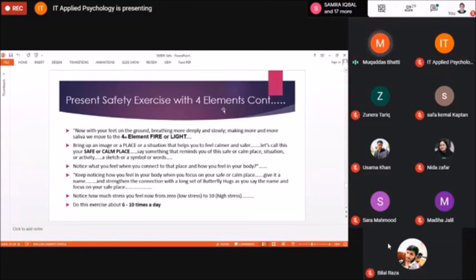After this, you repeat these steps 3 to 5 times, and then you again notice your body. You scan your body and notice how much stress you now feel from 0 to 10. If we repeat this exercise 6 to 10 times, this really works very well. Next slide, please.